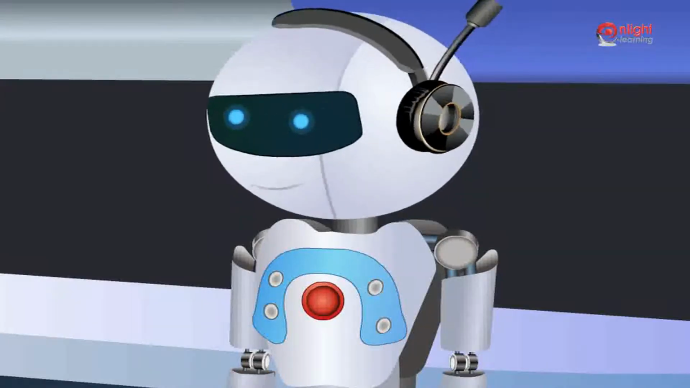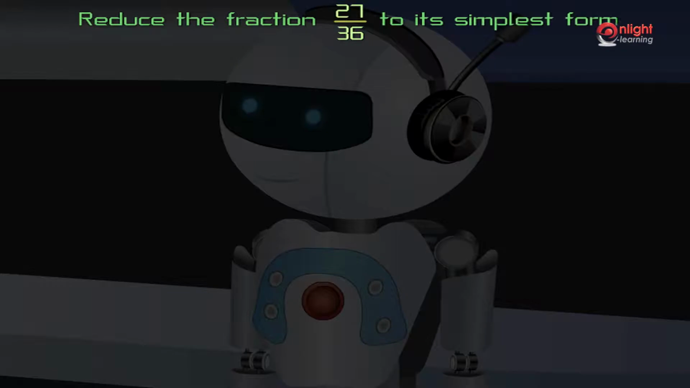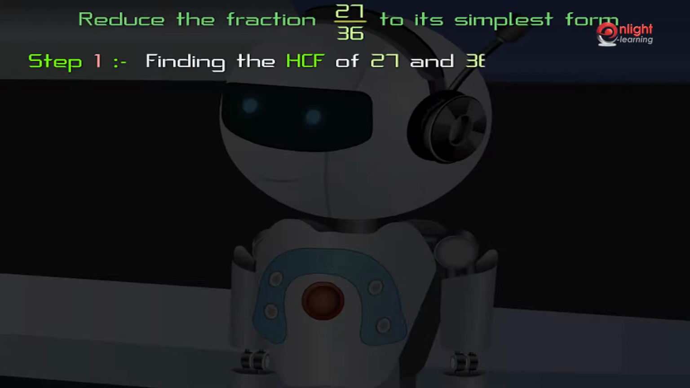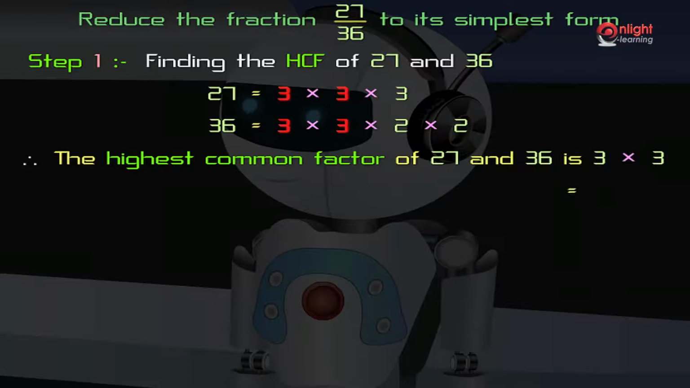Let us have a look at this example. Reduce the fraction 27 by 36 to its simplest form. The first step here is finding the HCF of 27 and 36. We can write 27 as the product of the factors 3 into 3 into 3 and write 36 as 3 into 3 into 2 into 2. Therefore, the highest common factor of 27 and 36 is 9.